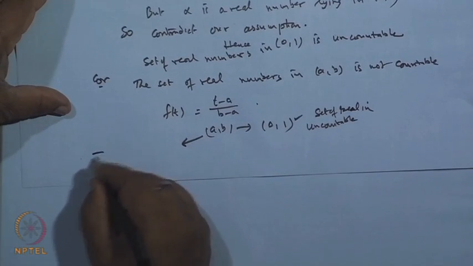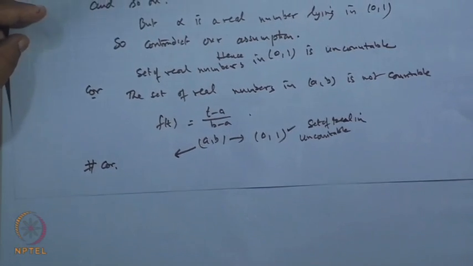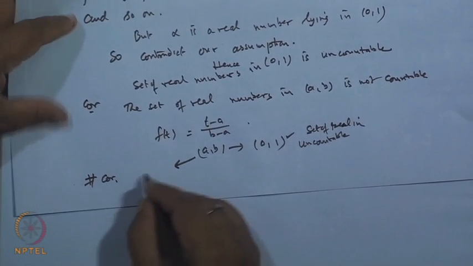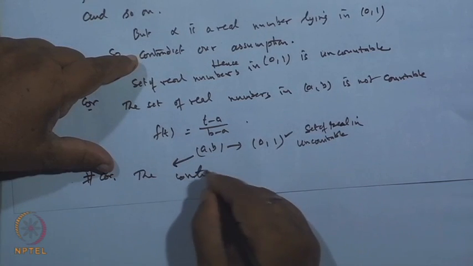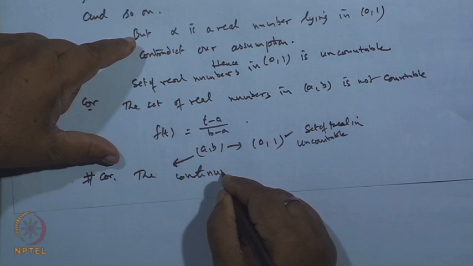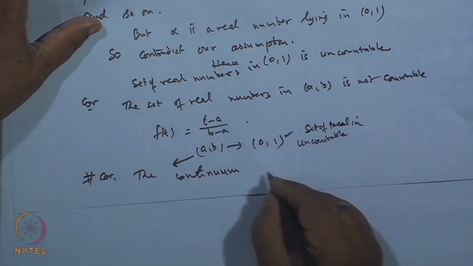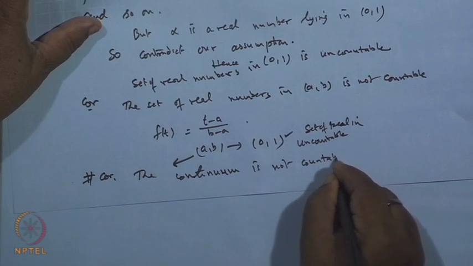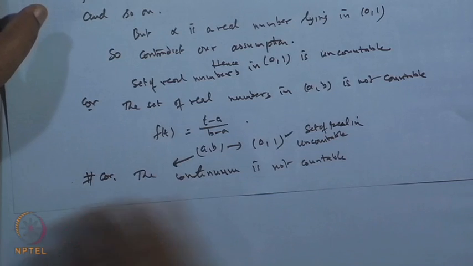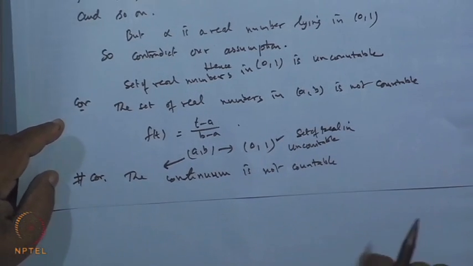And then if we extend it, an important result is that the continuum is not countable. Continuum means the set of all real numbers over the entire real line is not countable. That is it.